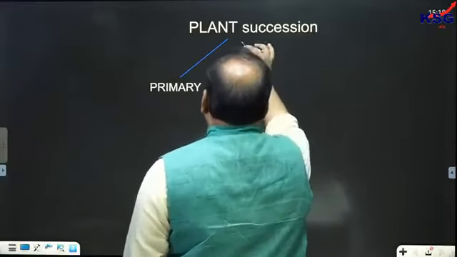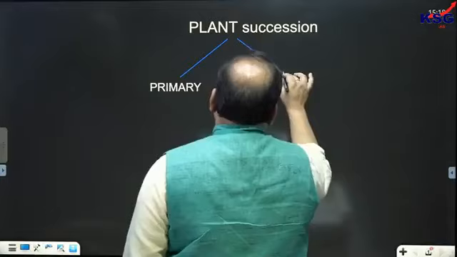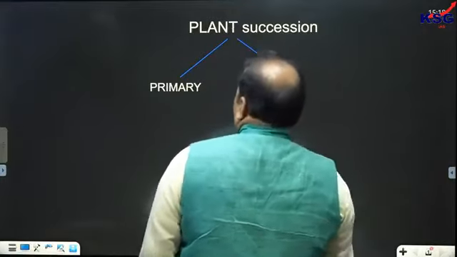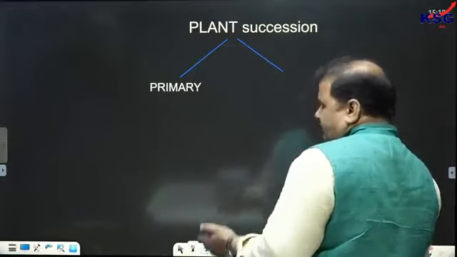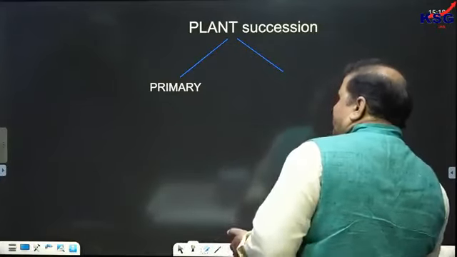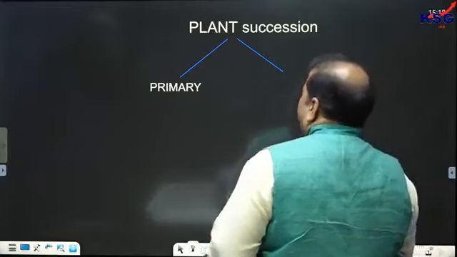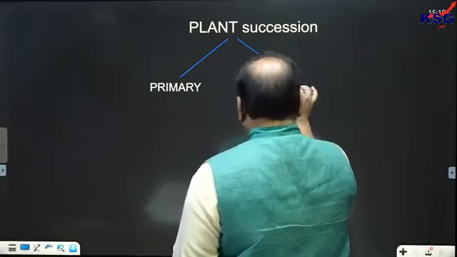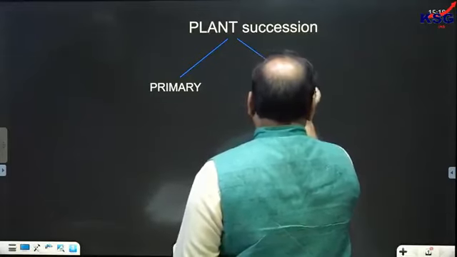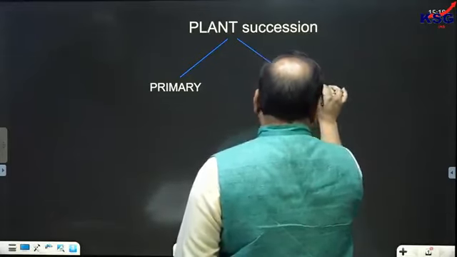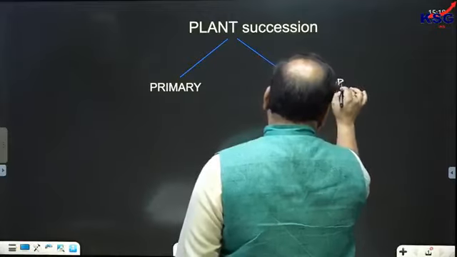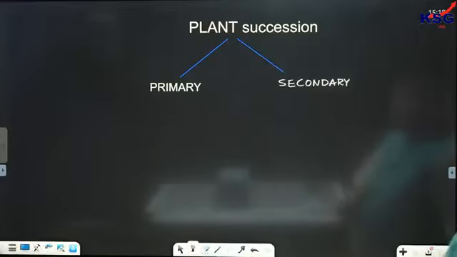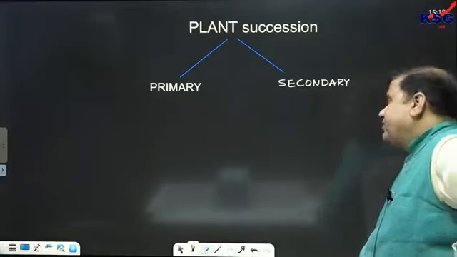But if there was vegetation in that area from the very beginning, but due to drought or forest fire, the vegetation was removed. So in this case, establishment of vegetation in an area which has temporarily witnessed loss of vegetation would be called what? It would be called secondary plant succession. So one is primary plant succession, and second is secondary plant succession.